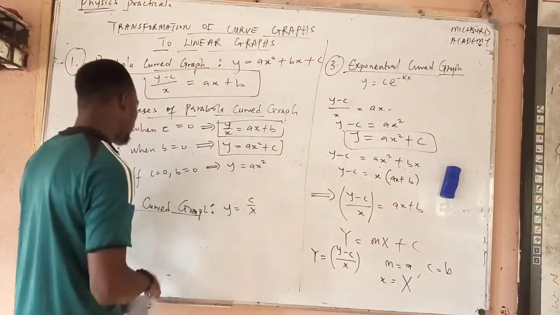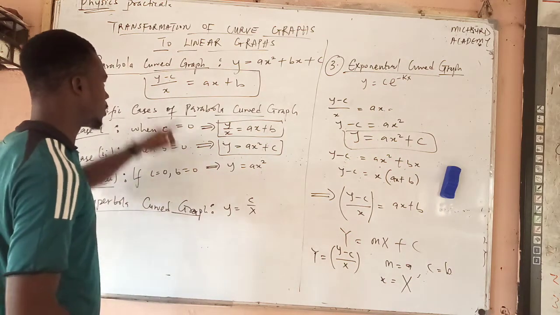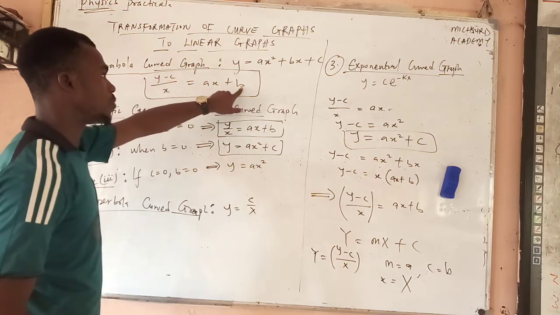Now if we also consider when c is equal to 0 and b is equal to 0, where c is equal to 0 and b is equal to 0.